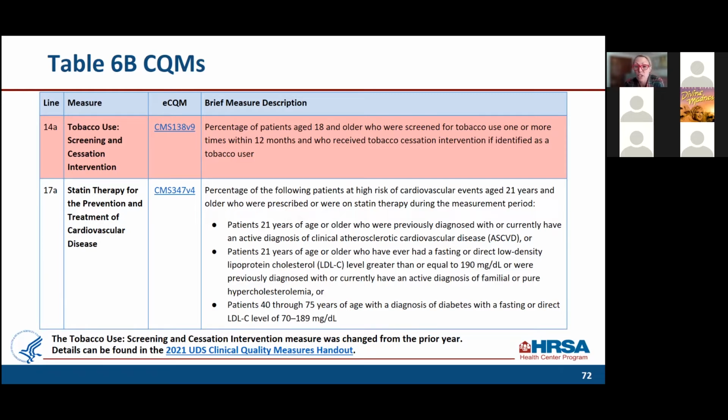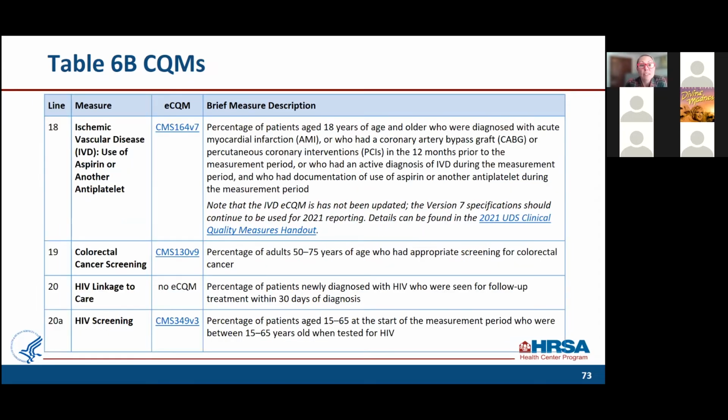The prescription has to go through the end of the year. On line 18 of table 6B, report the ischemic vascular disease, IVD, the use of aspirin or another antiplatelet measure. So note that the electronic specifications for this measure have not been updated. So you'll continue to follow the same specifications for UDS reporting as done in previous years.